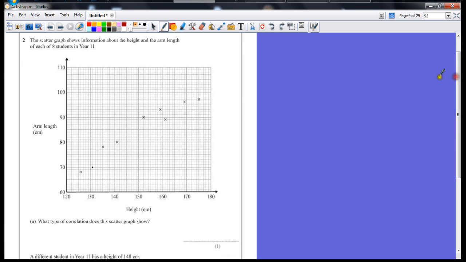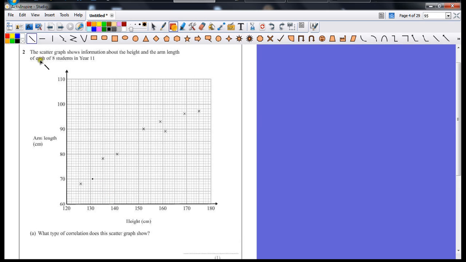Let's just move this down a bit so I can see the rest of the question. Right. So, as my height is increasing, the arm length is increasing. General idea whenever you're doing anything with a scattergraph is to try and draw in your line of best fit, whether you need to or not, it's generally a good idea. It might vary a little bit, but roughly that goes through the middle of a lot of the points.